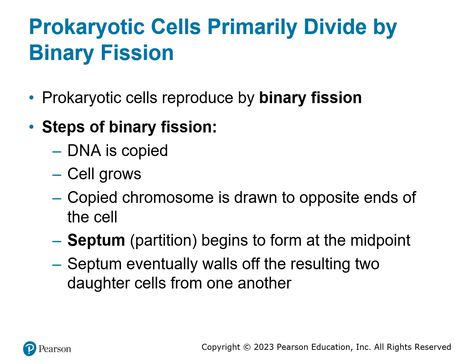So if you look at the steps of binary fission, the DNA is copied, the cells grow, the copied chromosome is pulled down to one end of the cell, and then a septum forms. The septum is a partition that separates the one cell into two separate cells. Okay? And then it pinches off, so you wind up with two cells.